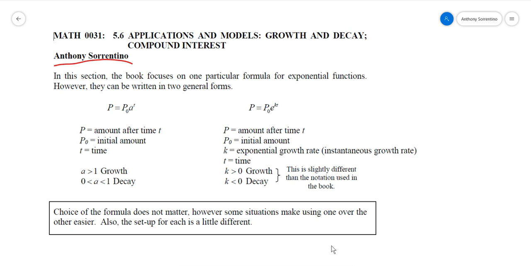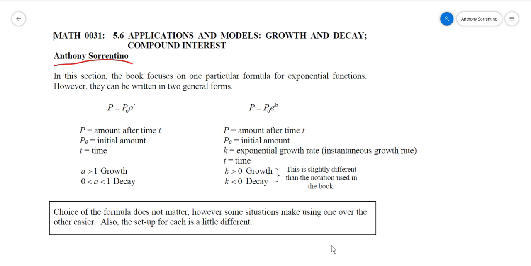This video deals with the last section of Chapter 5, which is 5.6, Applications and Models: Growth and Decay, and Compound Interest. Basically, in this section, you're going to be reacquainted with a couple formulas.